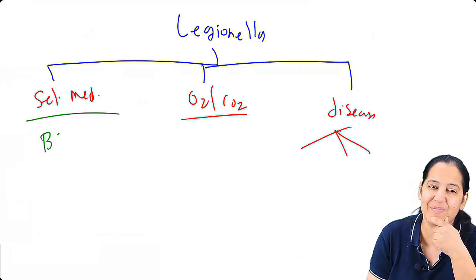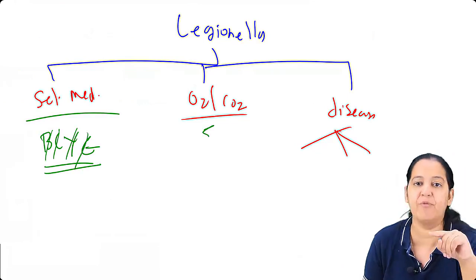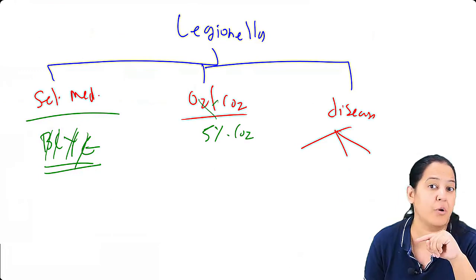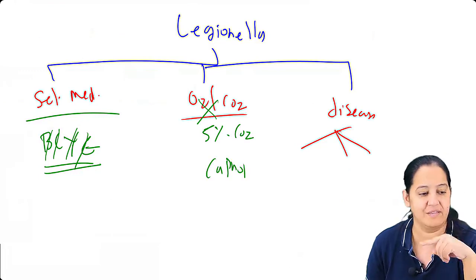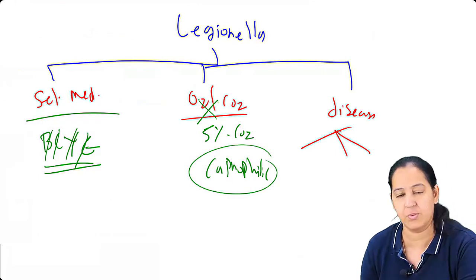Selective media, please learn BCY. Buffered charcoal yeast extract. It is capnophilic. It requires 5% carbon dioxide, not oxygen. That is what is unique, and you have to learn it. And the three diseases it causes. What are the three diseases?